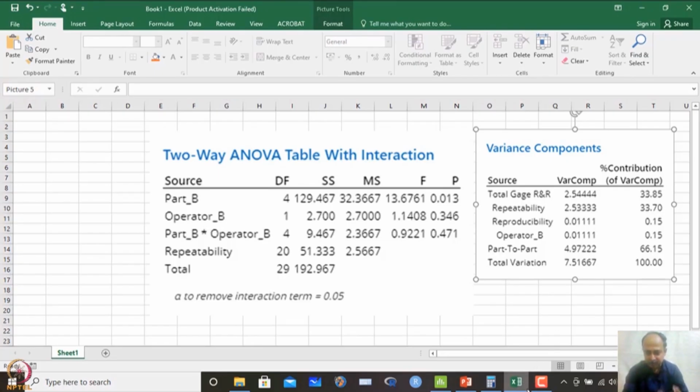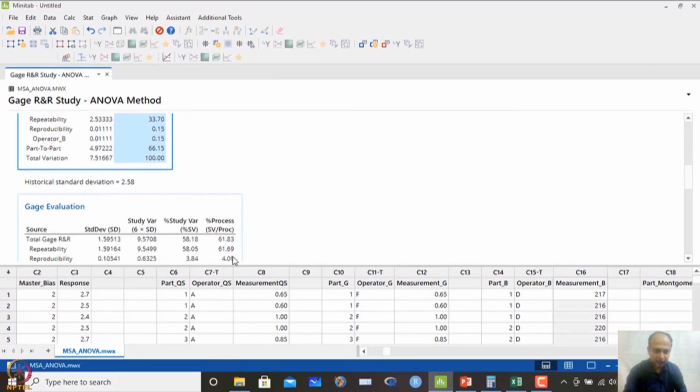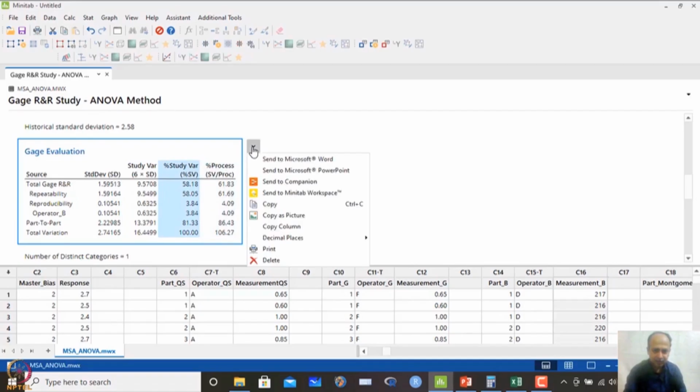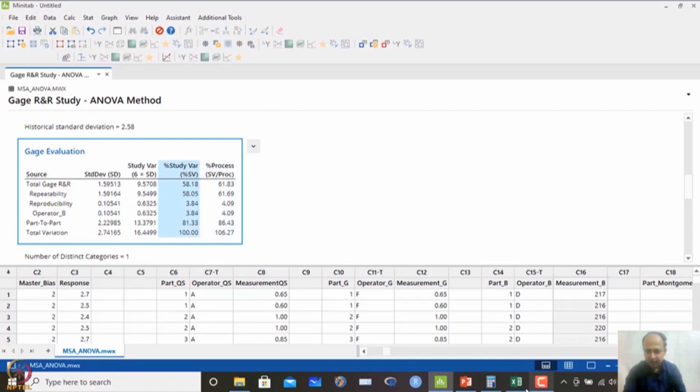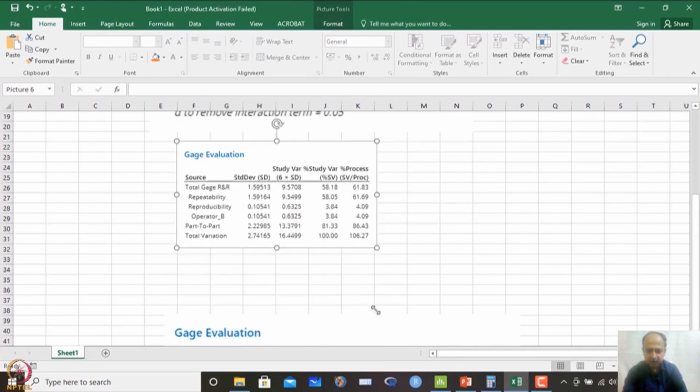Percentage contribution of less than 10% is a favorable scenario. And then another piece of information that we have is the gauge evaluation. This is another piece of information that we are getting over here, and if we place that in Excel, we can enlarge it and see.